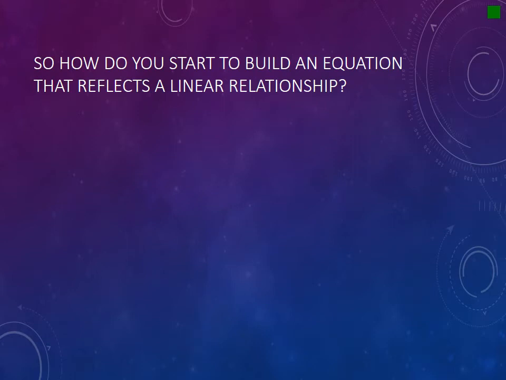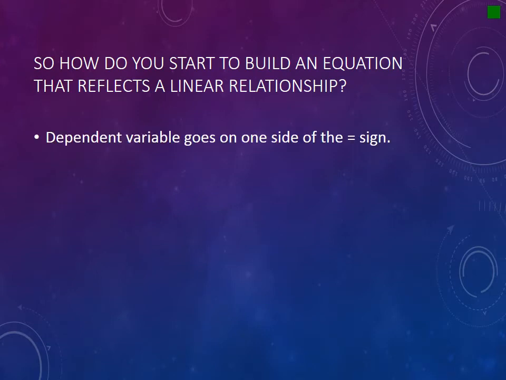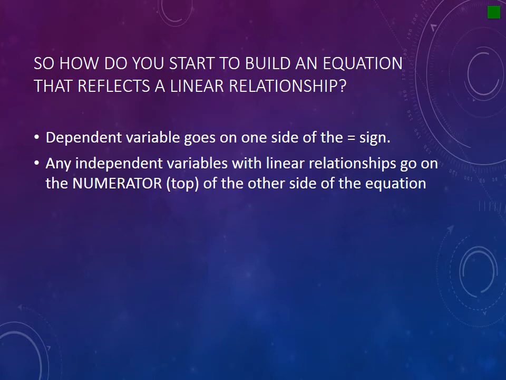Let's look at how you build an equation that reflects a linear relationship. We're going to start with our dependent variable, and we're going to put it on one side of the equal sign. Then any independent variables within the linear relationship will go on the other side of the equation, and we're going to make sure that they're in the numerator position, so they're on top if there's division. And it's going to look like this.